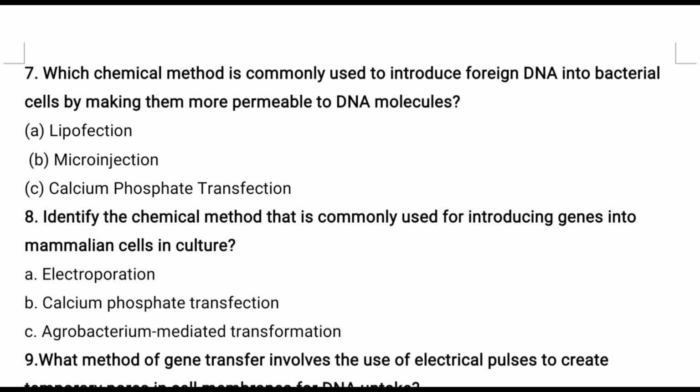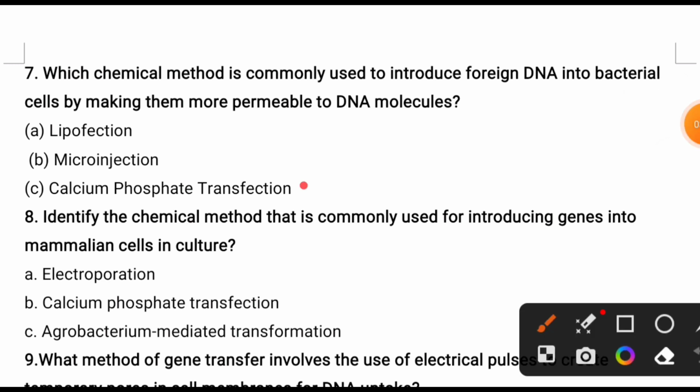Which chemical method is commonly used to introduce foreign DNA into bacterial cells by making them more permeable to DNA molecules? The options are liposuction, microinjection, calcium phosphate transfection. So the correct answer is calcium phosphate transfection. Let's see the next question.